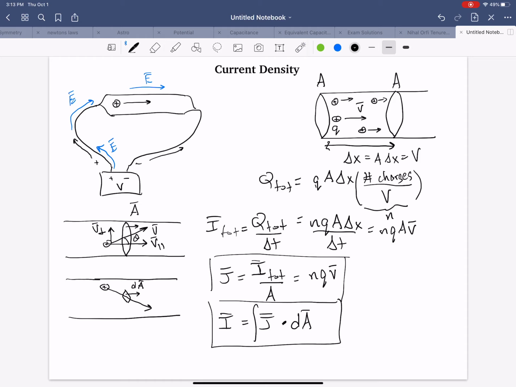So up here, J, this is the current density. And on the bottom there, that's the completely generalized way to write the current.